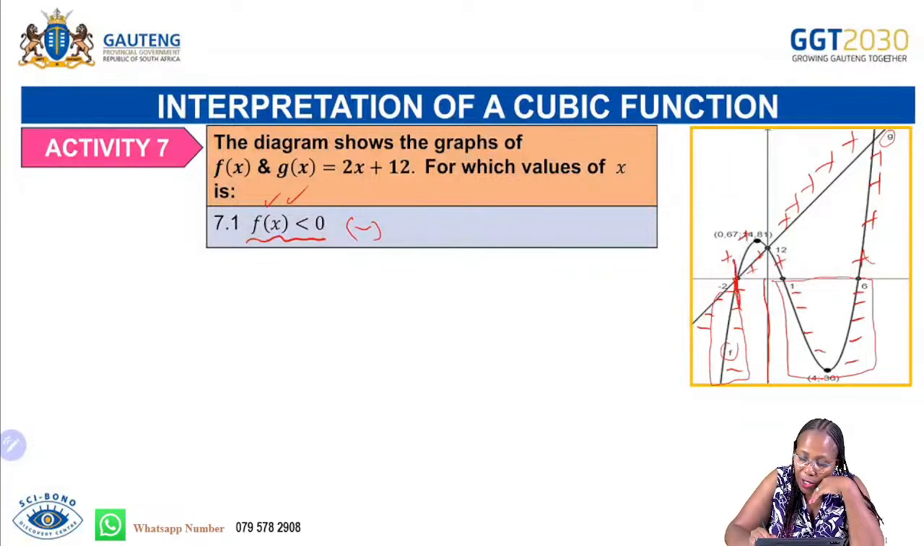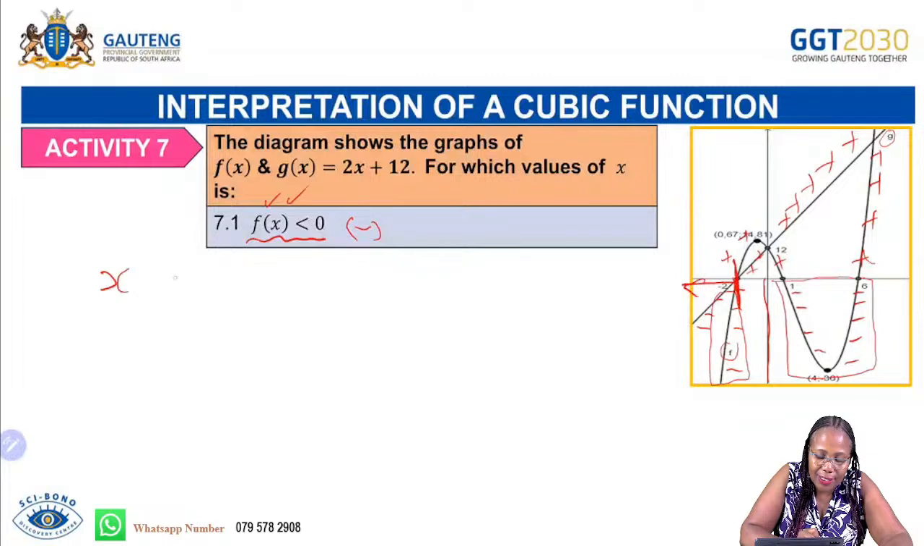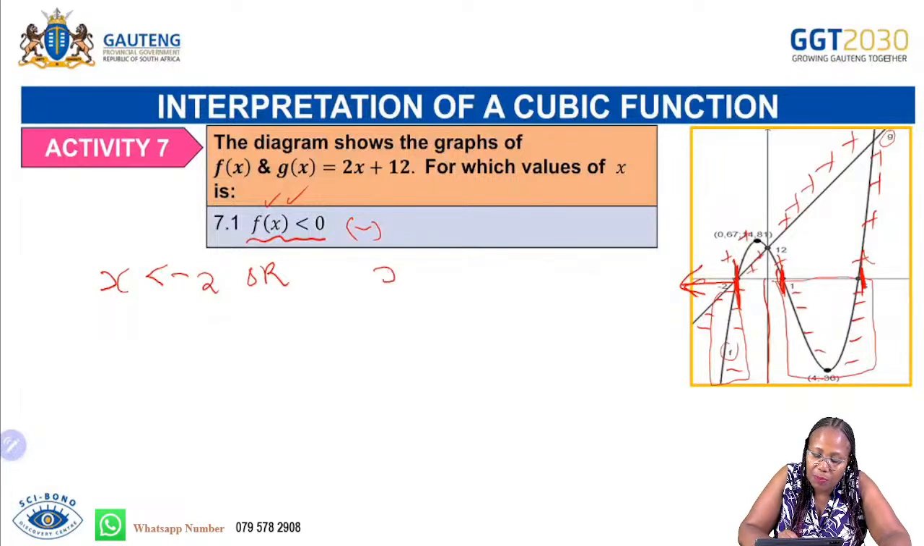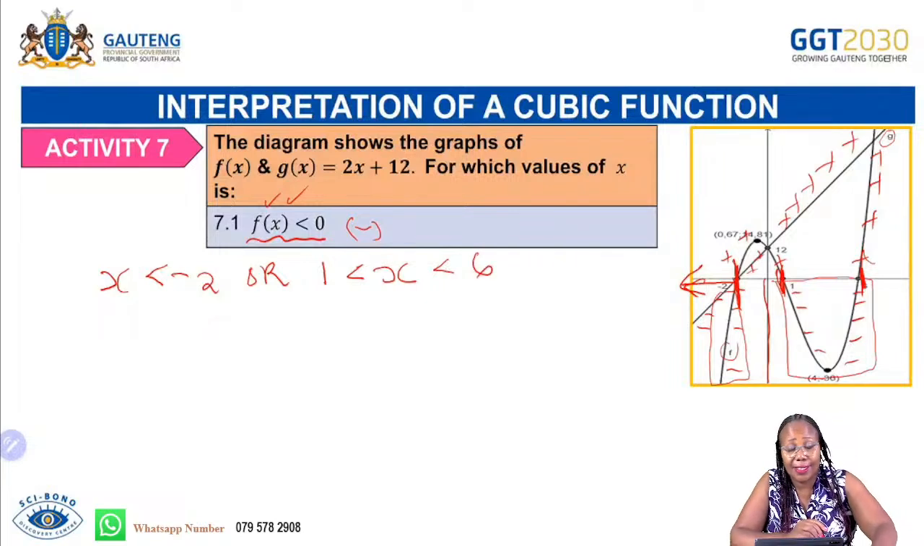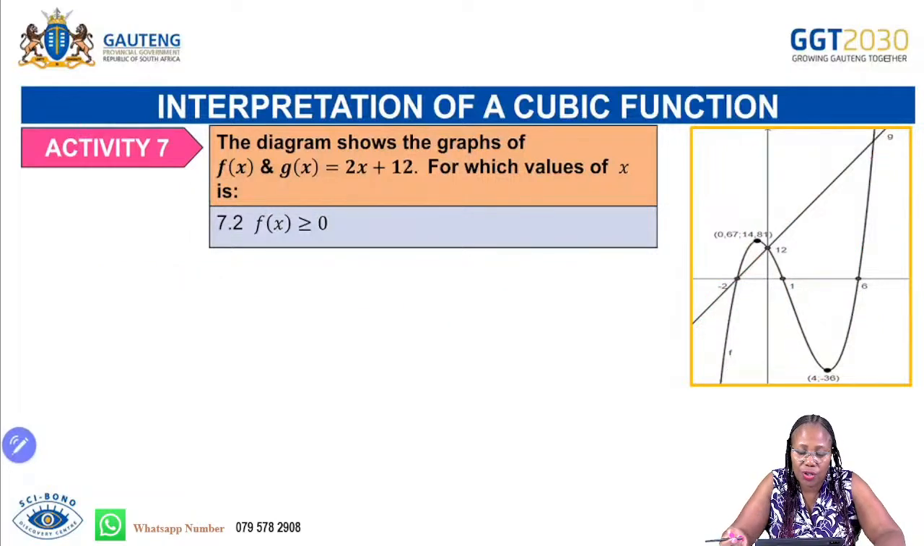It's from this point, and remember this graph is continuing to negative, it goes down there. So x going this way is less than what? x is less than minus 2. Or between these two x values, the graph is negative, that is between 1 and 6. The minute you say between, can you see my x is in between? Therefore, that is how you answer that particular question, grade 12.